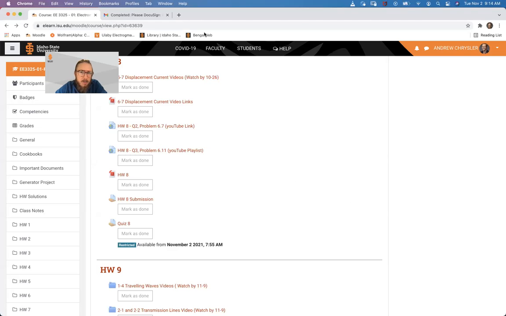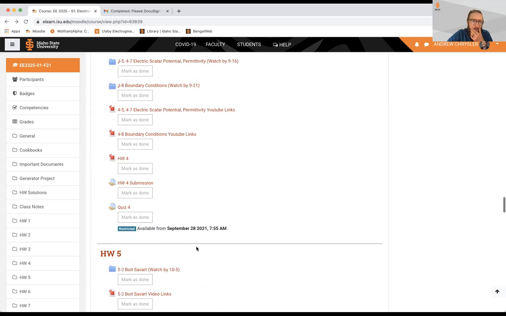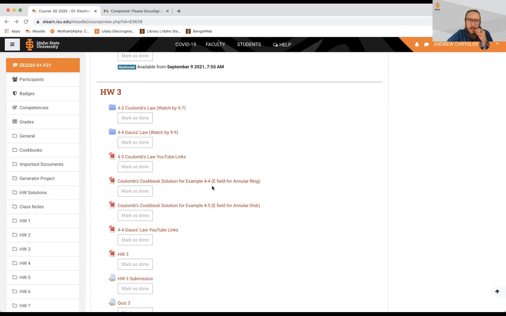If you want to get a little bit more information on this, you could go back and check the Moodle. Okay. Where we looked at these problems here, where we found the E field for the annular ring.